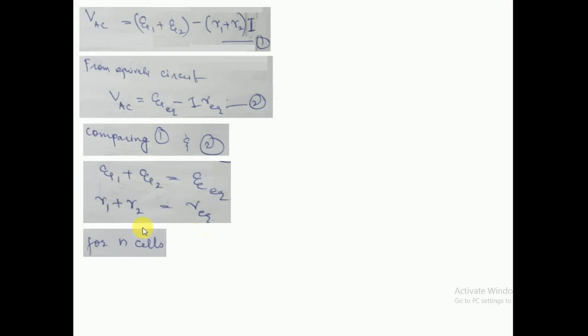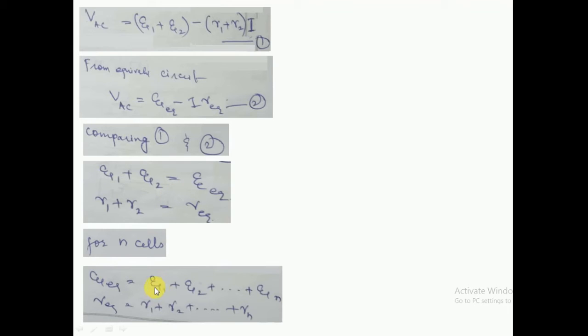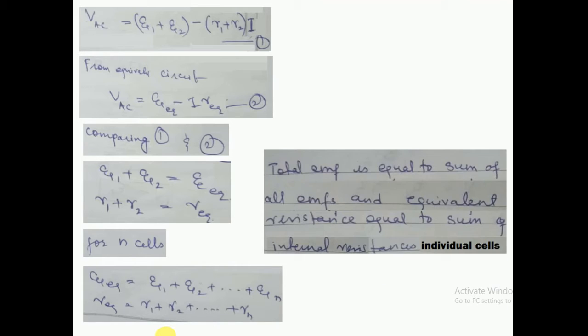If you have n number of cells instead of one cell, you can write E equivalent is E1 plus E2 plus dot dot dot En, and R equivalent will be R1 plus R2 plus dot dot dot Rn. So this is the formula: in series combination, EMF will get added and internal resistance will also get added. So the total EMF is the sum of the individual EMFs.